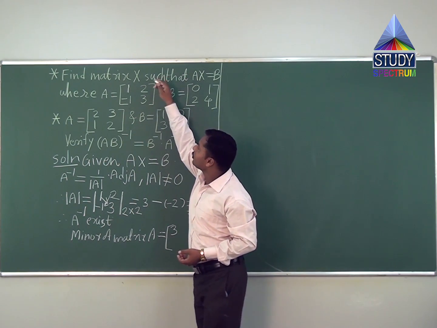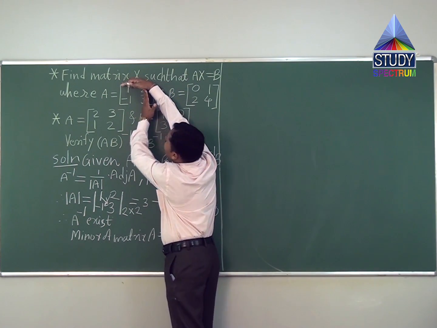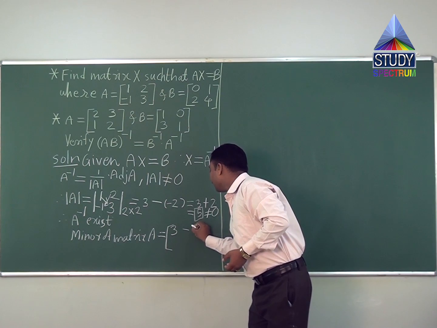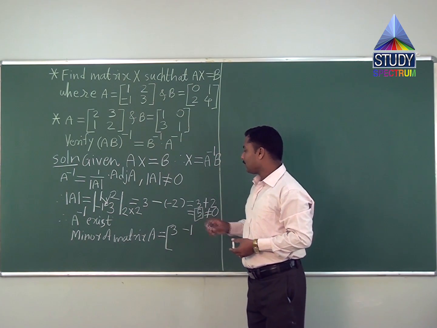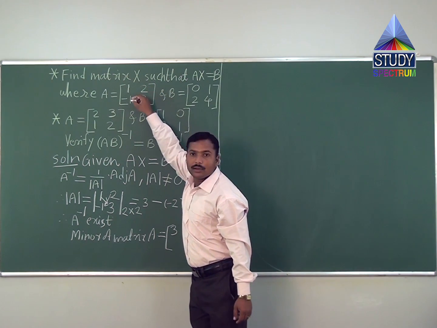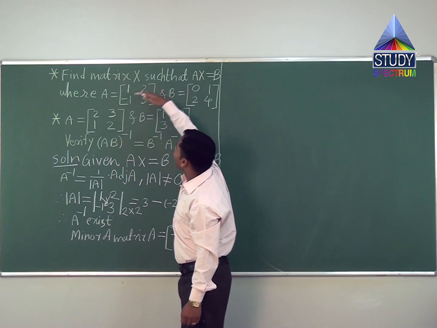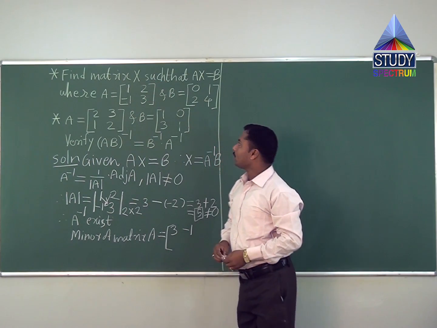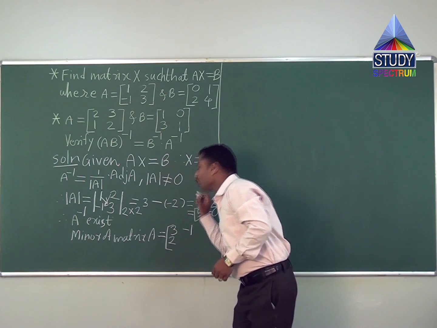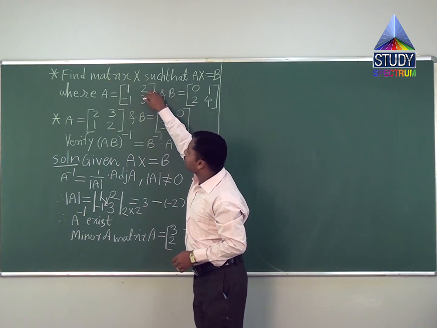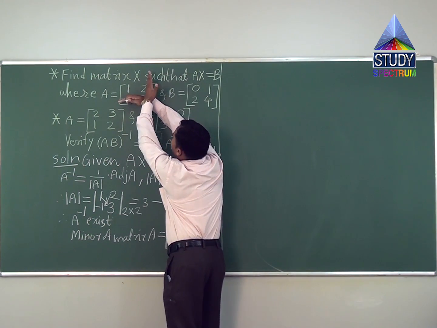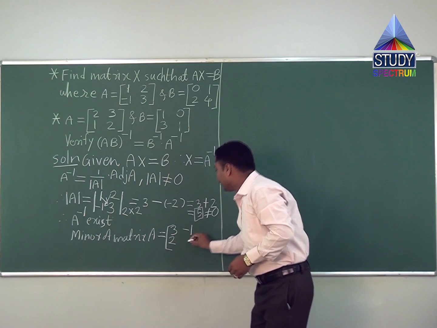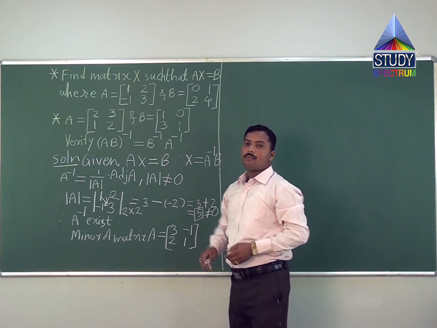Again, minor of 2: delete row and column, what remains? Minus 1. Determinant of minus 1 is itself. Next, what is the minor of minus 1? Delete row and column, what remains? 2. What is the determinant of 2? Again 2 itself. Minor of 3: delete the row and column passing through this number 3, what remains? 1. So the determinant of 1 is itself 1. So this is our minor of matrix A.